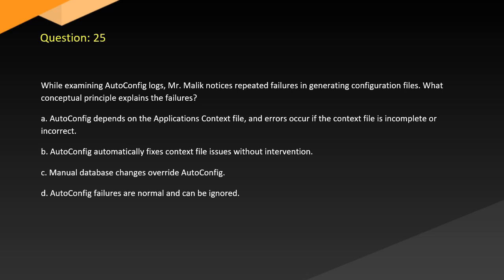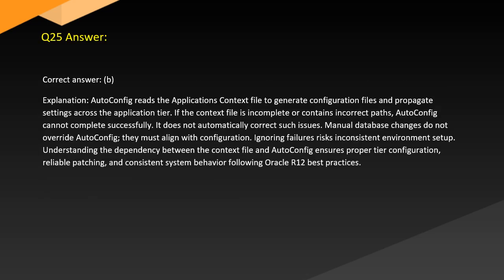B. Autoconfig automatically fixes context file issues without intervention. C. Manual database changes override autoconfig. D. Autoconfig failures are normal and can be ignored. Answer. Correct answer. B. Explanation.